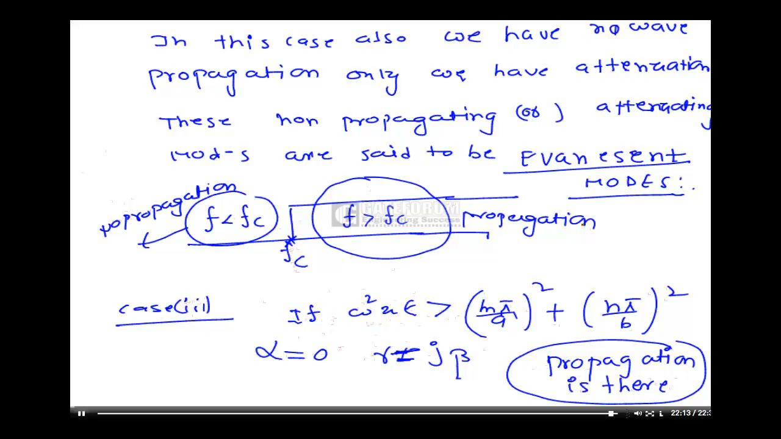Here the important thing you have to keep in mind is the cutoff frequency formula. So fc is equal to c by 2 square root of (m by a) whole square plus (n by b) whole square. For frequencies less than fc there is no propagation. For frequencies greater than fc, propagation exists.